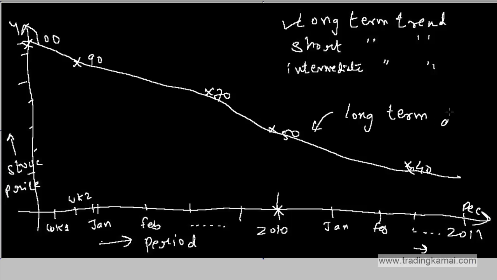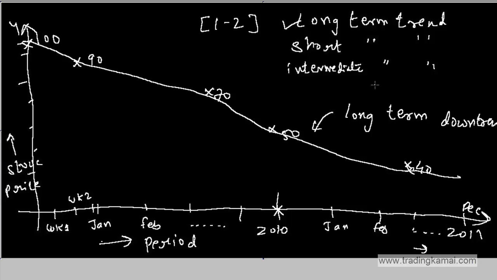Long-term downtrend. Now why is this a long-term downtrend? Because the period it has crossed is more than 1 year. So a long-term trend spans 1 to 2 years, more than a year. Now again, this is a downtrend. There's a possibility there can be an uptrend also.